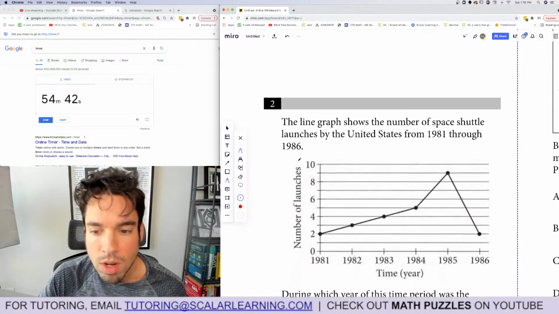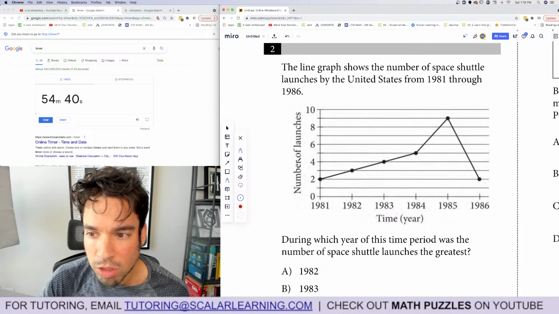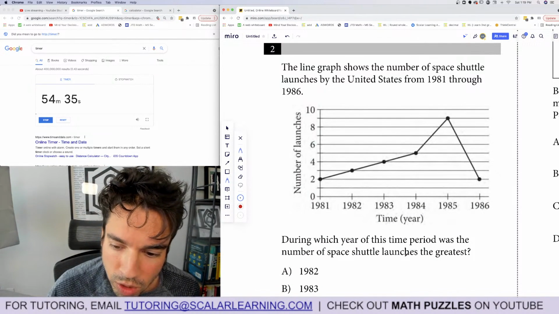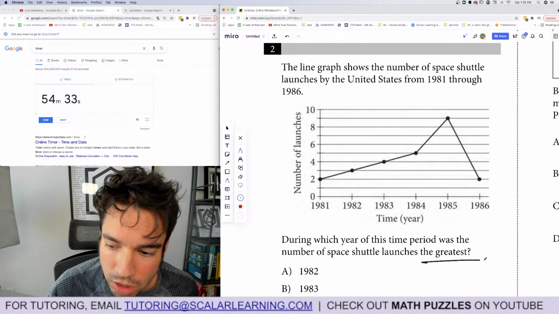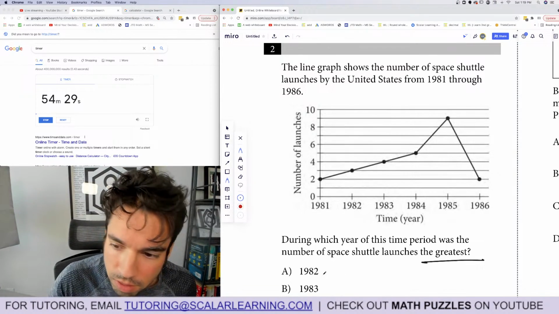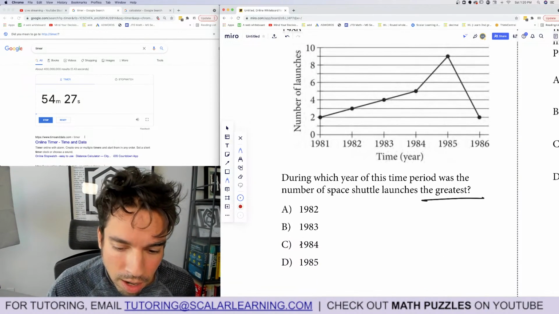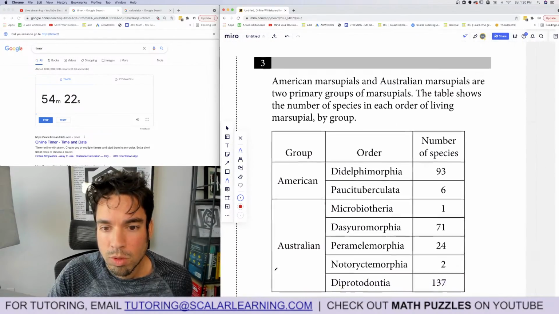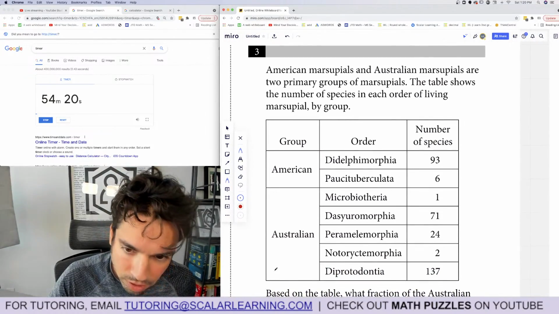Also valid. Number 2, the line graph shows the number of space shuttle launches by the United States from 1981 through 1986. During which year of this time period was the number of space shuttle launches the greatest? Well, it's right here, 1985. It's pretty straightforward. Reading a graph, line plot-ish. Boom, done.